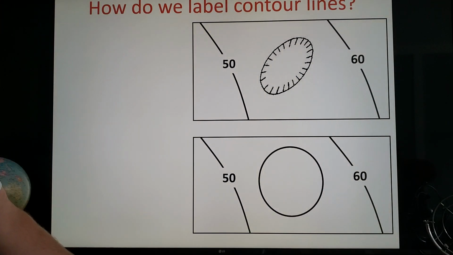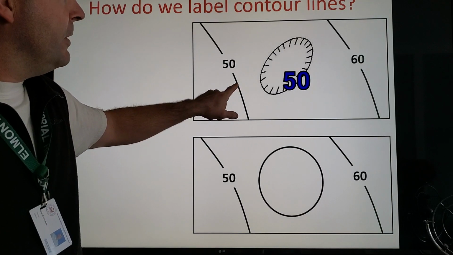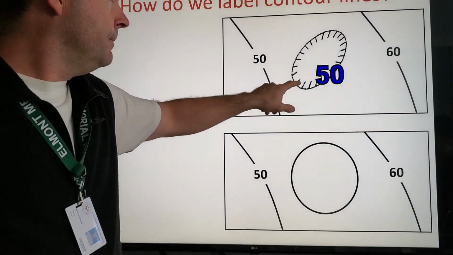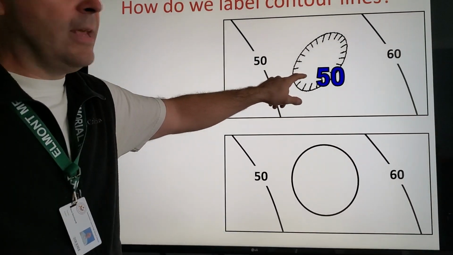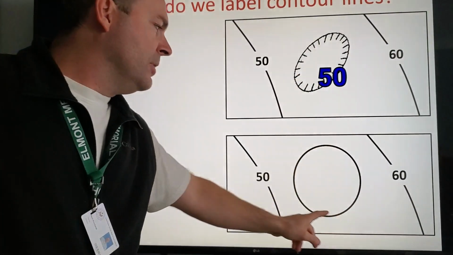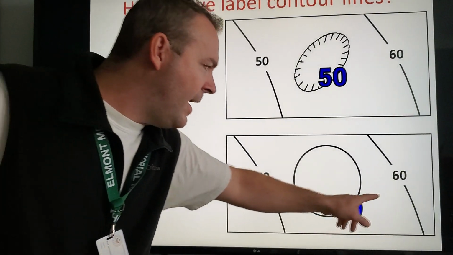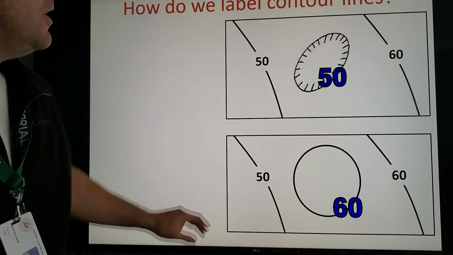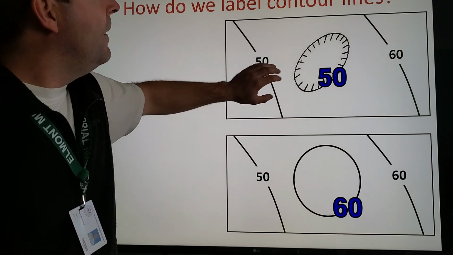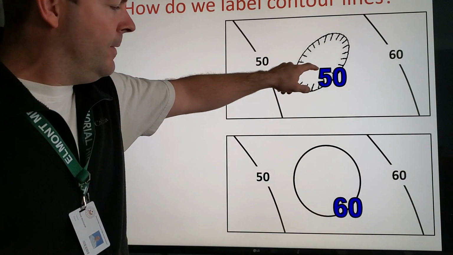How do we label contour lines going this way? Well, watch closely. If you go from a normal to a Hatcher, that means that you're going to be going down into a hole, so it repeats 50. But if there are no Hatcher lines, well, then you're going uphill. So it's going to repeat the higher number there. I know that seems kind of weird, but if you're walking along and you go into a crater, you're going to be going down. So it's going to repeat and then go down.